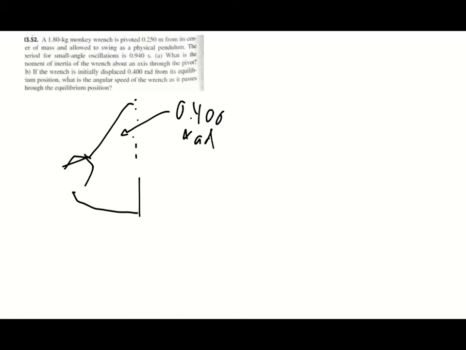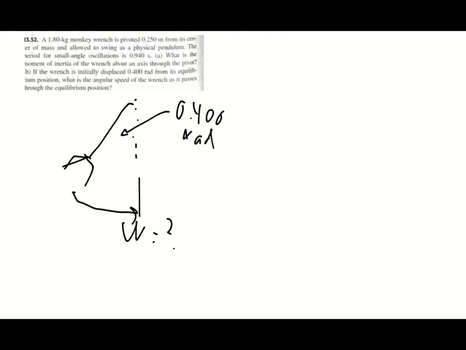In part B of the problem, they're telling us that our wrench, which I'm going to draw again here, is displaced, and they tell us how many radians it's displaced. That's 0.400 radians. And then they're going to let it swing this way, and they want to know what is the angular speed at the middle.